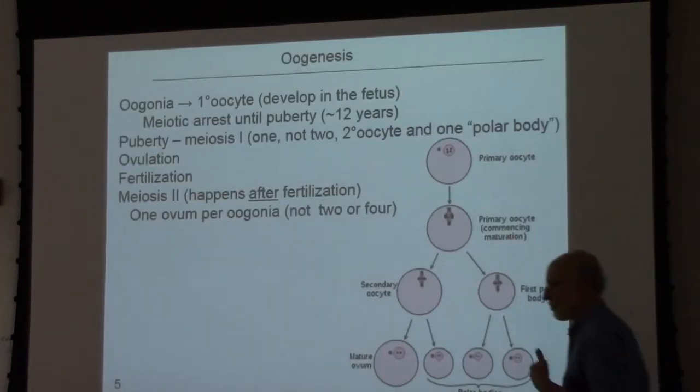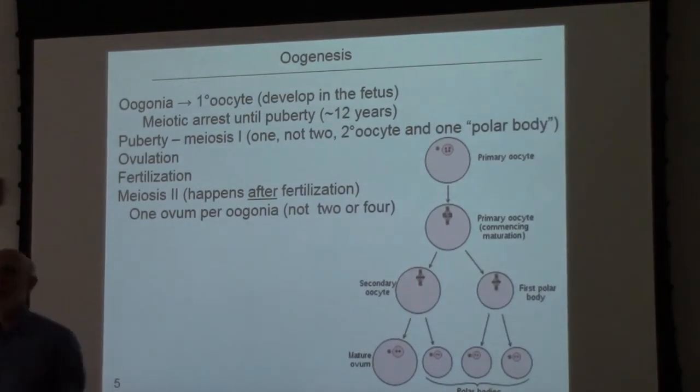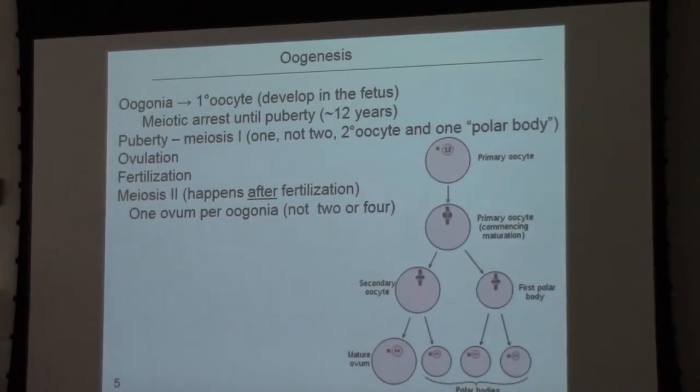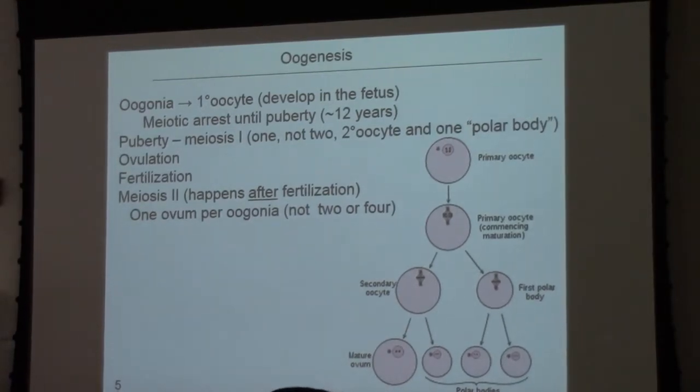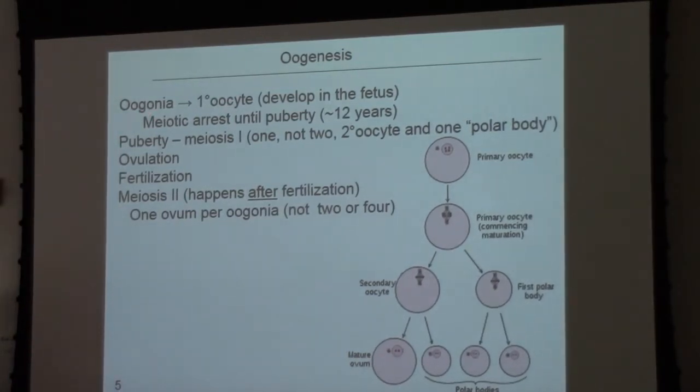Okay, so let's talk about oogenesis, the development of the ova. There are parallels here, of course, to spermatogenesis, but there are some differences that are really interesting and important. So there are oogonia, primordial oocytes, and they develop in the fetus. So when the female is still a fetus inside her mother's uterus, they develop into primary oocytes.